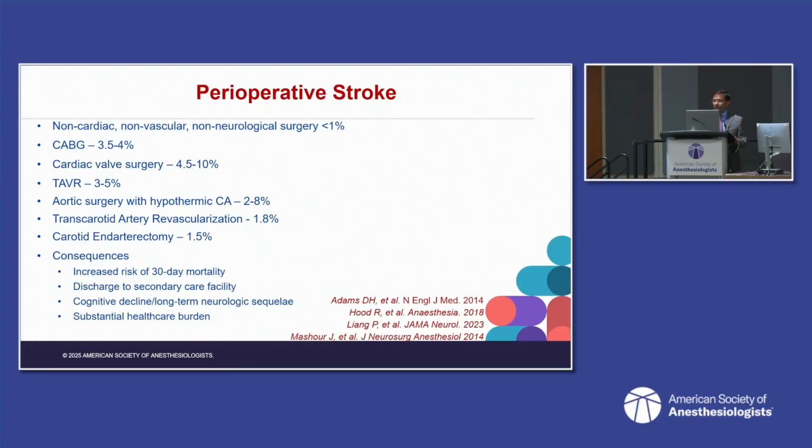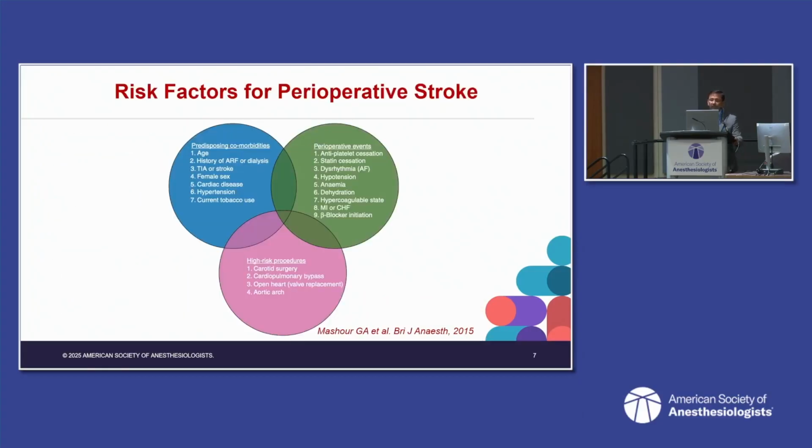Not only is stroke associated with increased 30-day mortality, but it's also associated with a risk for discharge to a secondary care facility, long-term cognitive dysfunction, delirium, etc., and obviously healthcare costs. So what are the risk factors for perioperative stroke then? This is a figure from BJA, Dr. Mashour and colleagues. So basically, you can look at this in the context of the predisposing comorbidities here, the perioperative events, and then the procedure itself, somewhat like I was showing in the previous cartoon here.